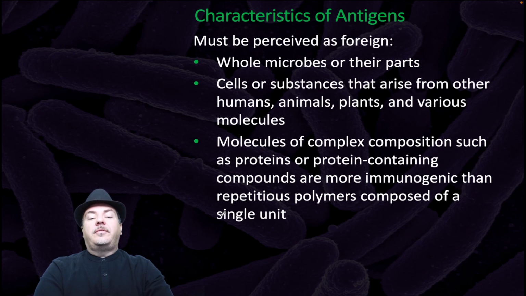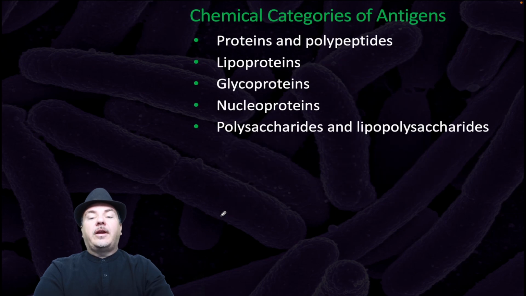Molecules of complex composition, such as proteins or protein-containing compounds, are more immunogenic than repetitious polymers composed of a single unit. Chemical categories of antigens include proteins and polypeptides, lipoproteins, glycoproteins, nucleoproteins, polysaccharides, and lipopolysaccharides.